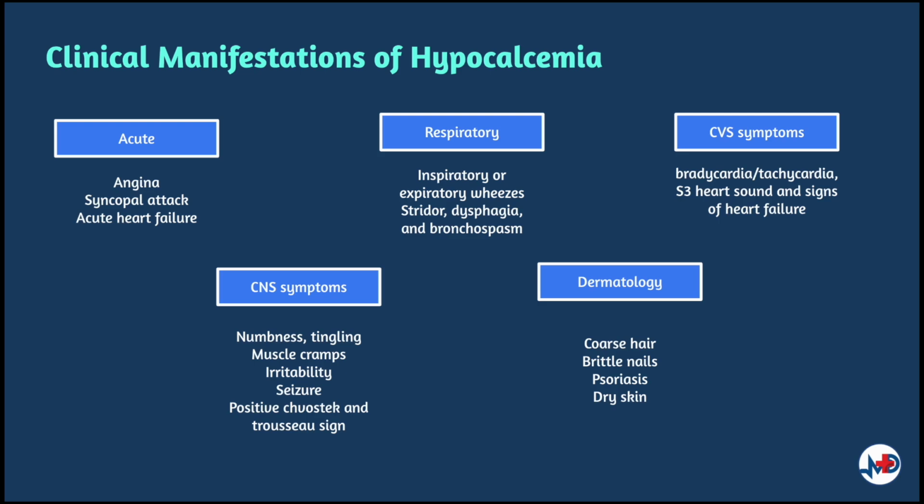For example, in the nervous system, patients may present with numbness and tingling, muscle cramps, irritability, seizures, and positive Chvostek sign and Trousseau sign. In the cardiovascular system, the clinical manifestations are bradycardia or tachycardia, S3 heart sounds, and signs of heart failure may be present. In the respiratory system, inspiratory or expiratory wheezes may be present, and smooth muscle contraction may lead to laryngeal stridor, dysphagia, and bronchospasm. In few cases, dermatological manifestations are appreciated like coarse hair, brittle nails, psoriasis, and dry skin.